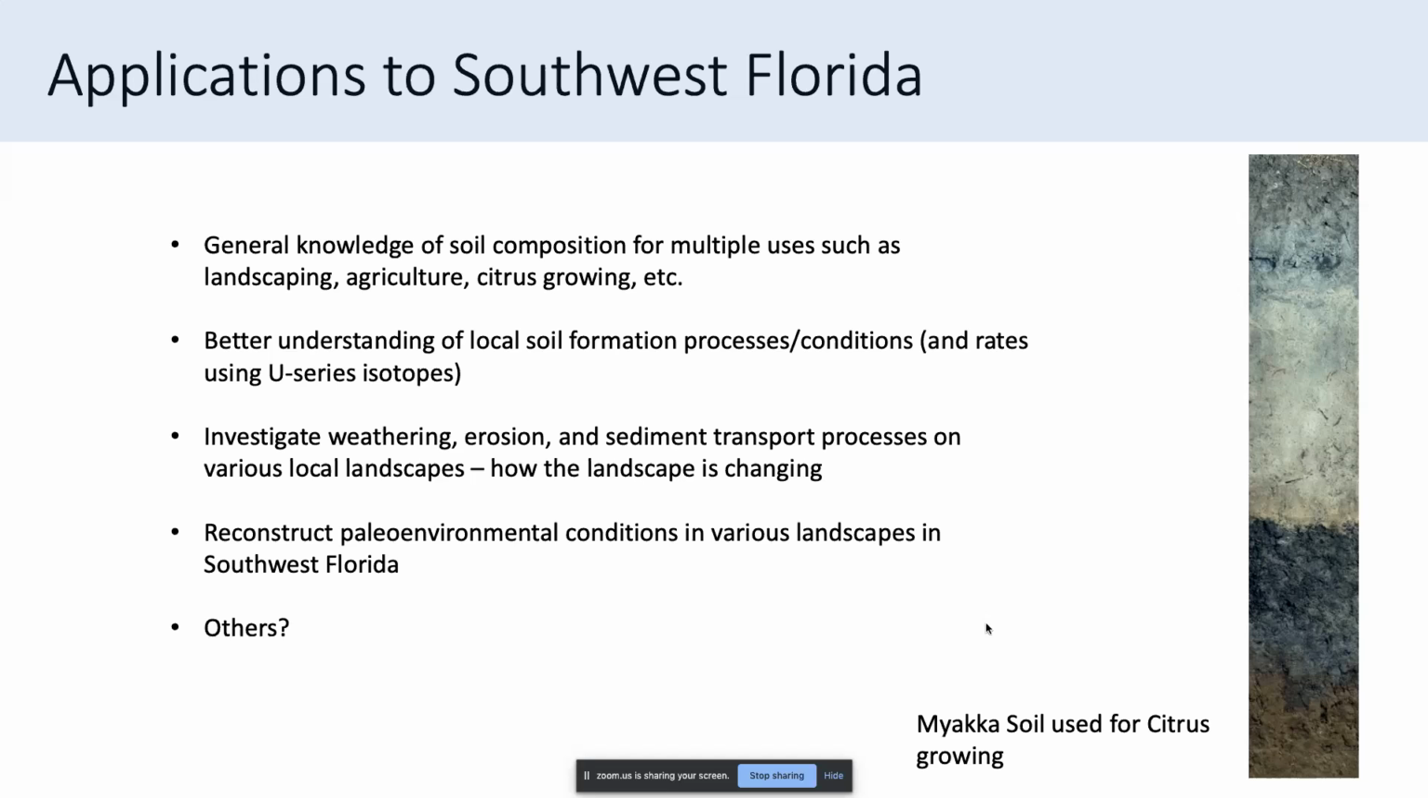We could investigate erosion and sediment transport throughout our landscape. If we were to study local rivers, we would have a better understanding of how sediment is being transported across our drainage basin, and that can give us more information on how the landscape is changing.